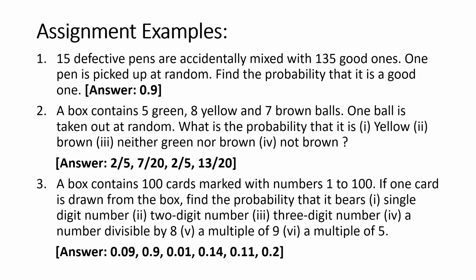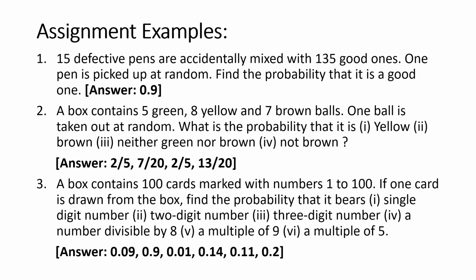Friends, in this chapter, we have seen the classical definition of probability and some examples to understand it. Now, some more assignment examples. First one, 15 defective pens are accidentally mixed with 135 good ones. One pen is picked up at random. Find the probability that it is a good one. The answer to this is 0.9.